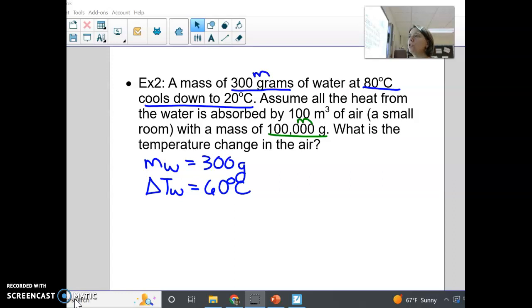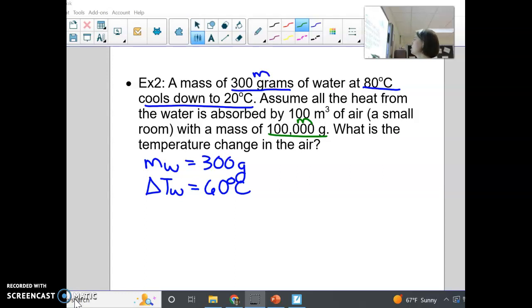No. If you remember, we just talked about the law of conservation of energy. Whatever energy is lost by one system has to be gained by another. So we have two systems. We have the water system and the air system. So we're going to have to solve it for each system.